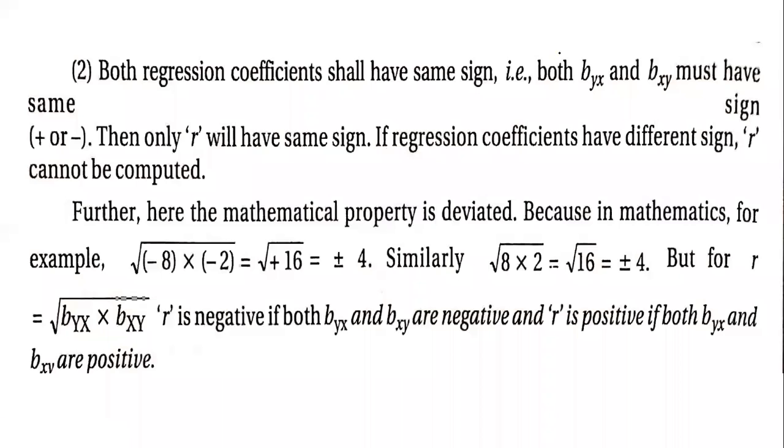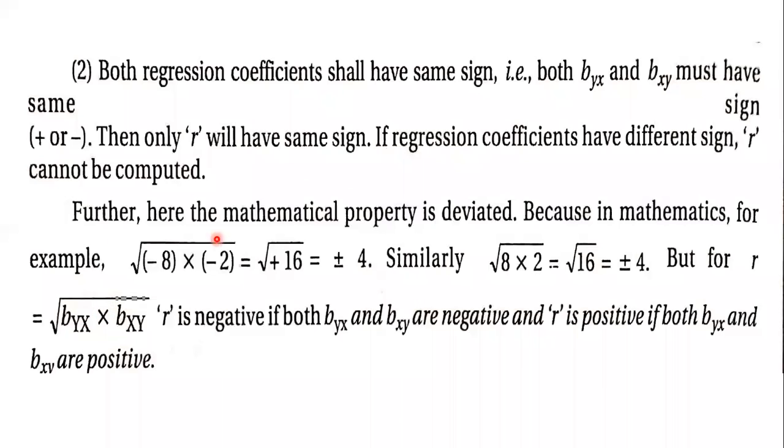Okay, next word of caution. Both regression coefficients shall have the same sign. So both byx and bxy must have the same sign. This is the next rule. Then only R will have the same sign. If regression coefficients have different signs, R cannot be computed. So did you all understand this? One cannot be plus and one minus. Both have to be plus or both have to be minus.